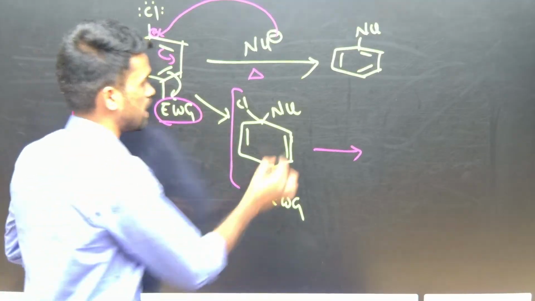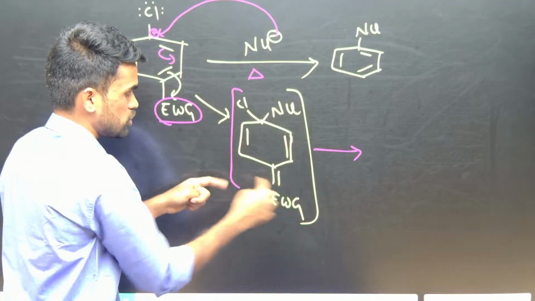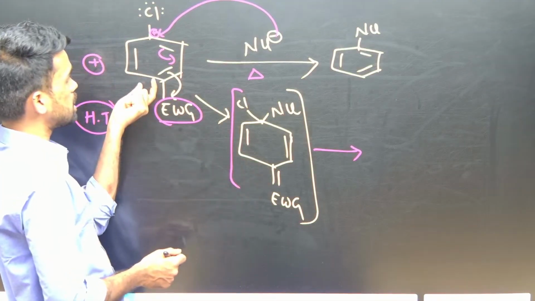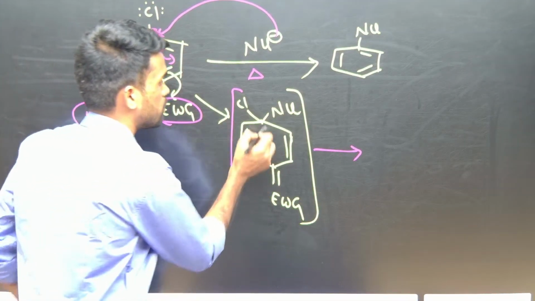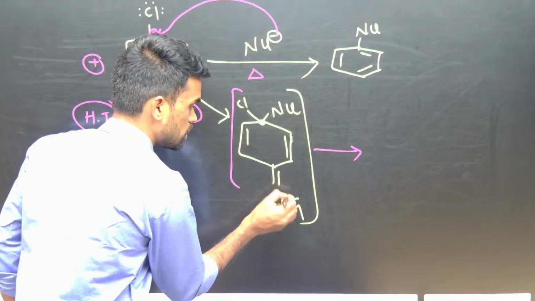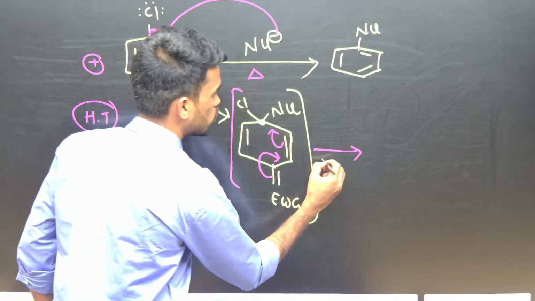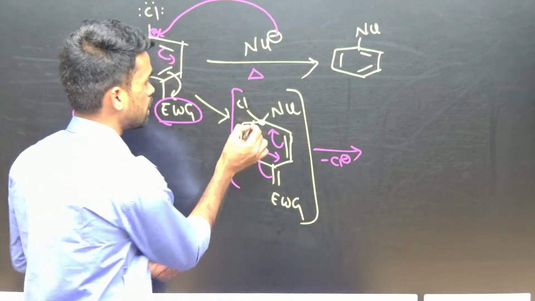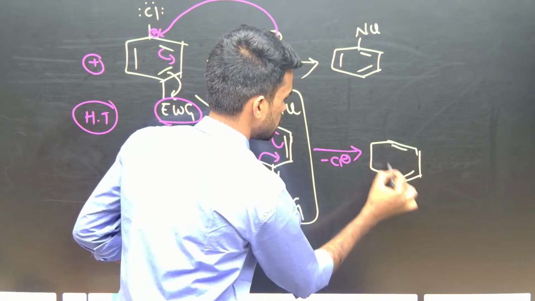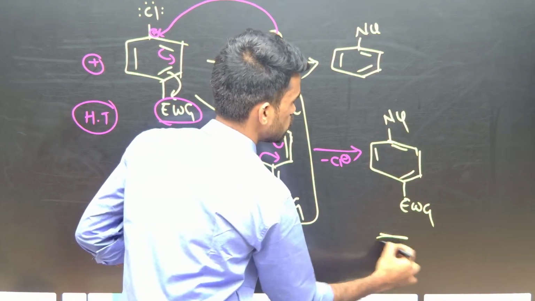Now I will be writing the direct product here. This compound, the Meisenheimer complex we have got here, is not an aromatic species. Initially it is aromatic, here it becomes non-aromatic because of the presence of this sp3 carbon. Now what happens? The electron withdrawing group gives back whatever pi electrons it had taken. When it is giving back, the good leaving group here is the halide ion, the chloride ion goes out along with the bond. So we are going to get the electron withdrawing group here and the nucleophile over here. This is your final product.